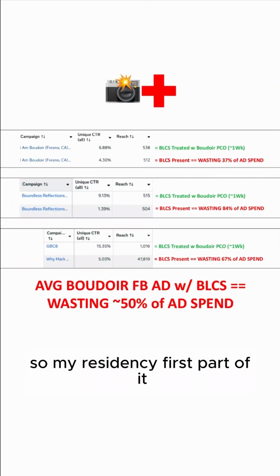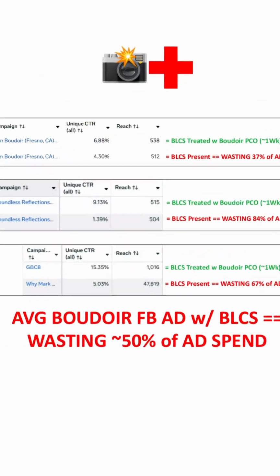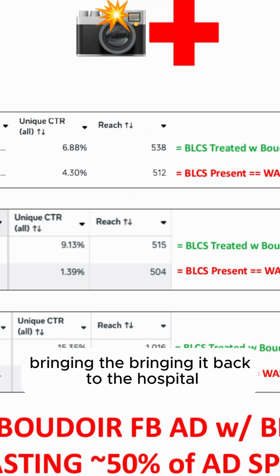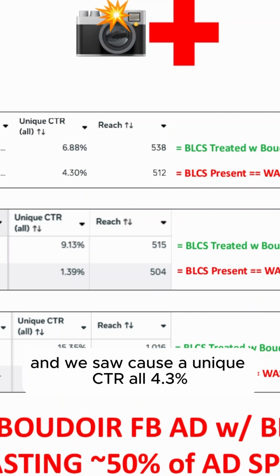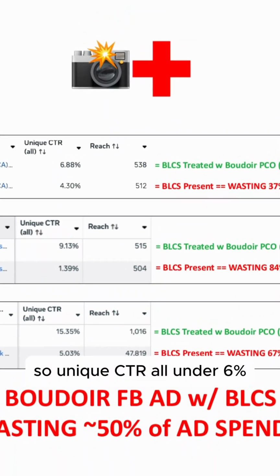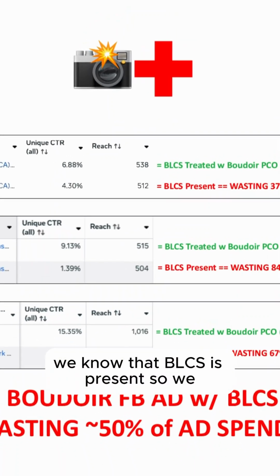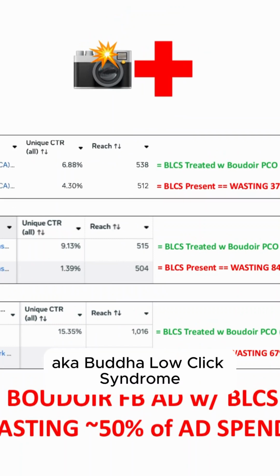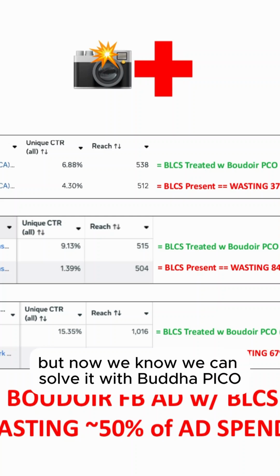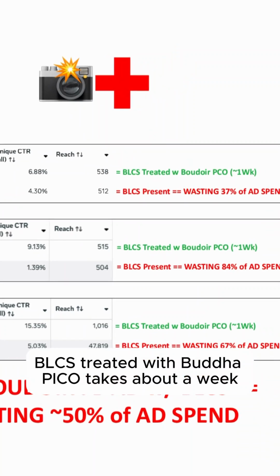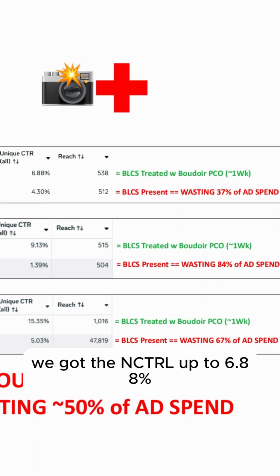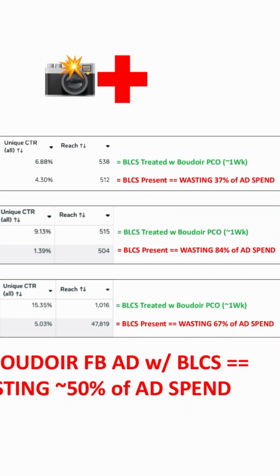So my residency, first part of it, finding one ad out there, bringing it back to the hospital, testing it, and we saw the unique CTR all was 4.3%. So unique CTR all under 6%, we know that BLCS, aka Boudoir low-click syndrome, is present. But now we know we can solve it with Boudoir Pico. So we did exactly that. BLCS treated with Boudoir Pico takes about a week. We got the unique CTR all up to 6.88%.